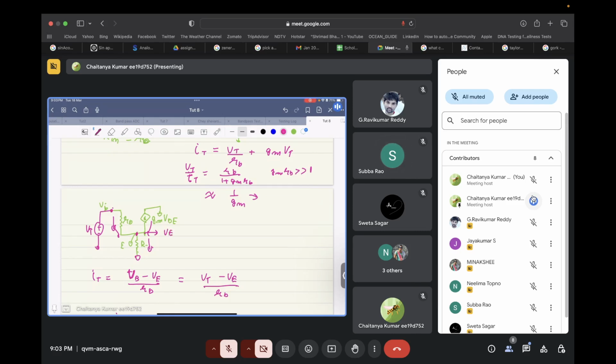In that case, what will happen? If VI or V test is equal to VE, what will be the current flowing? What will be my I test?